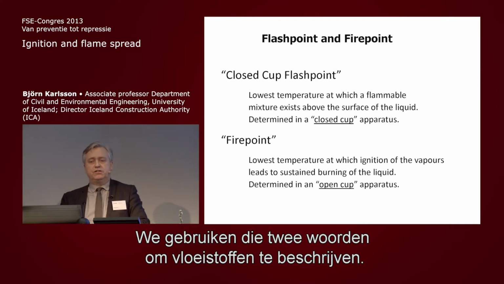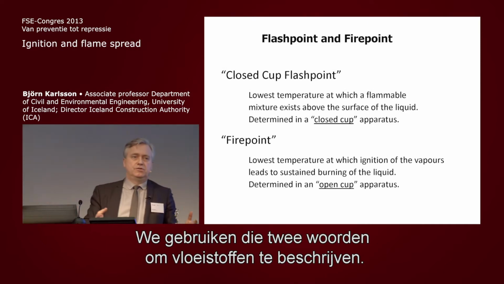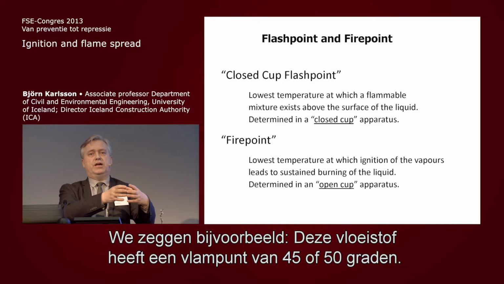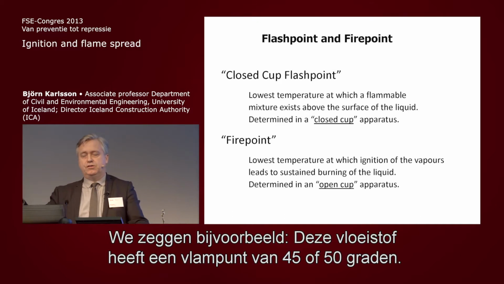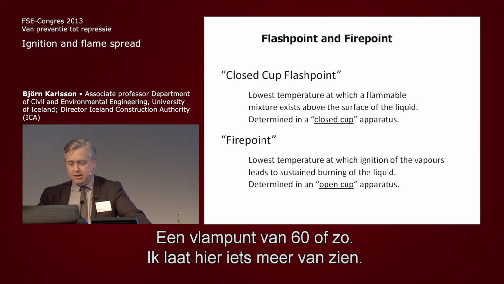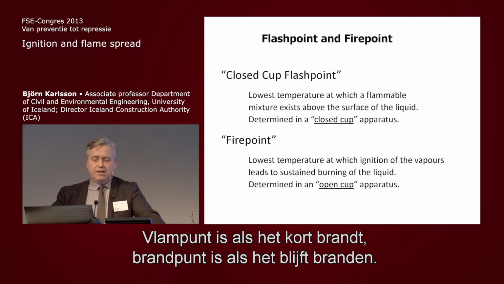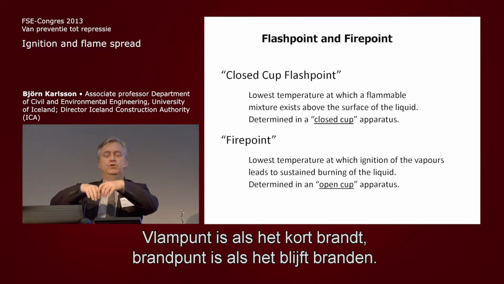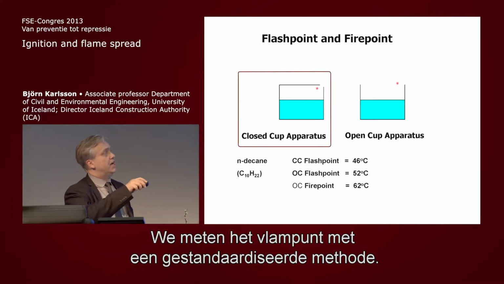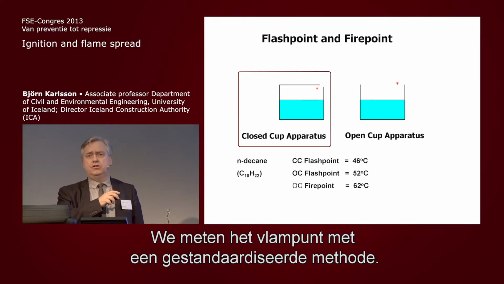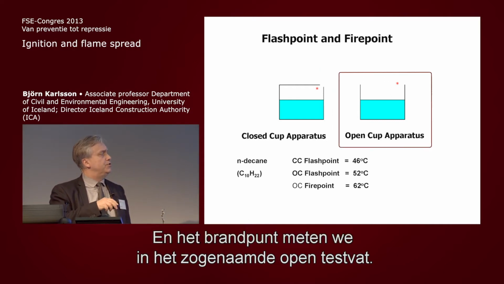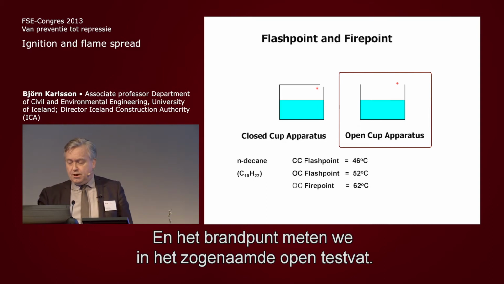So we use these two words to describe the ignition propensity of liquids. So we say, this liquid has a flash point of 45 degrees, or 50 degrees, or 60. I'm going to show a bit more about this. The flash point is when it flashes, the fire point is when it's continued burning. There's a standardized method to measure the flash point. It's called the closed cup apparatus. And the fire point, we measure in the so-called open cup apparatus.